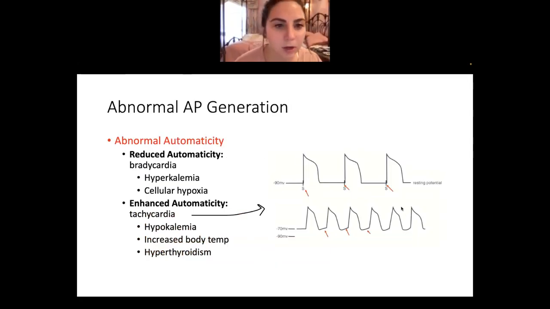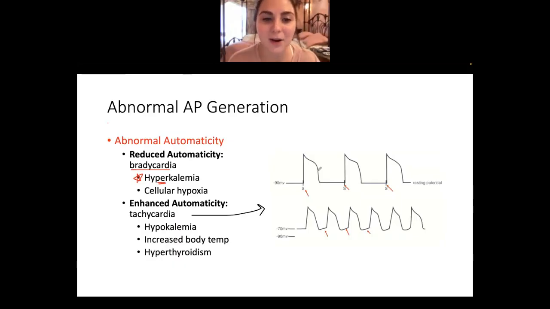Okay, so abnormal automaticity. This is what I was talking about: you don't need to know these details so much, but just think about the terminology. If I have reduced automaticity, that means my SA node is firing less than normal, so I'm going to see bradycardia. Typically what causes that is hyperkalemia. Hyperkalemia causes bradycardia. Think about it: if I have so much potassium, I'm basically not going to allow repolarization to happen effectively. So the next beat takes a little bit longer to come into fruition.